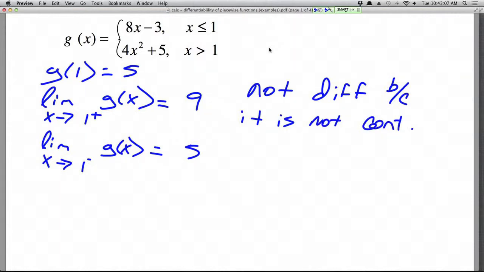I'm done with that problem. I'll move on to the next. Now, what is really going on with this graph? What's going on with this graph at 1? It's like the top one. It's got to jump. Very good. You guys are right on top of them.